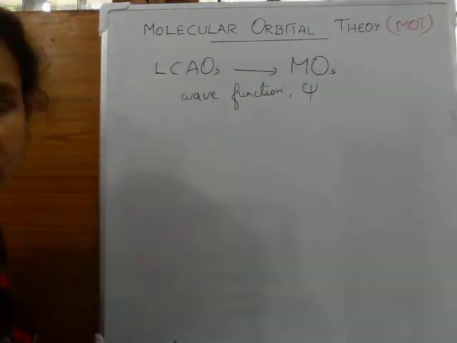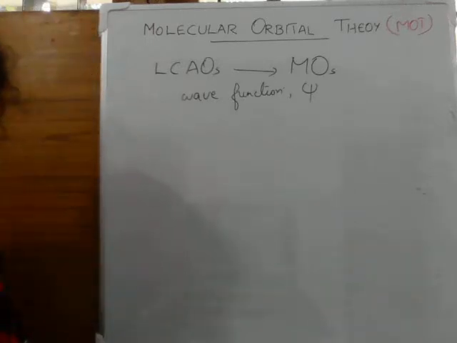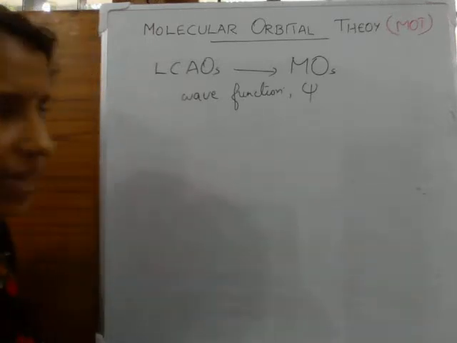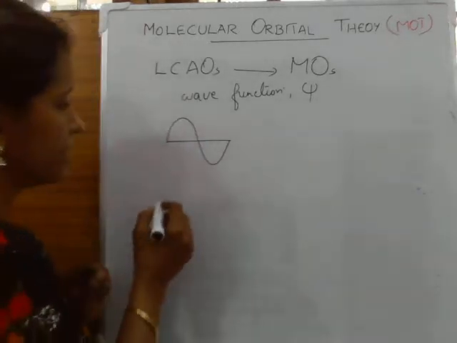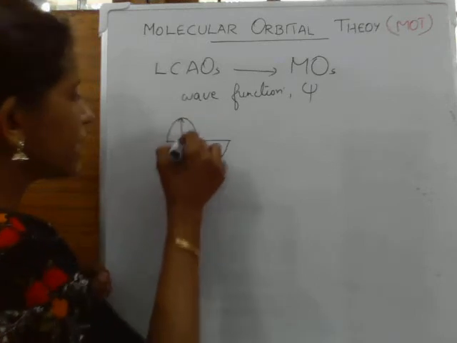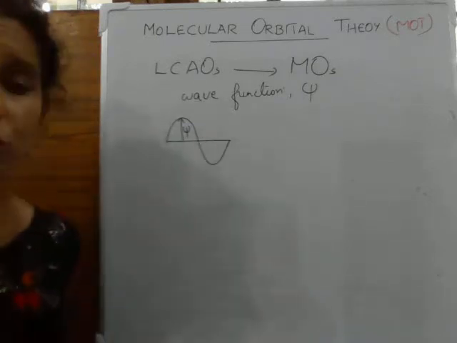What is wave function psi? It is the amplitude of the electron wave. So according to wave mechanics, electron is a wave. Let this be the electron wave. The amplitude of the electron wave is wave function psi. So an atomic orbital can be best represented by wave function.